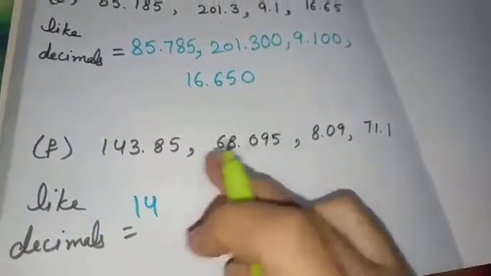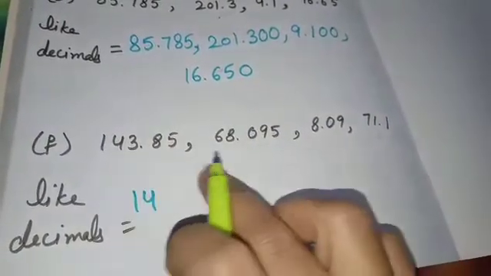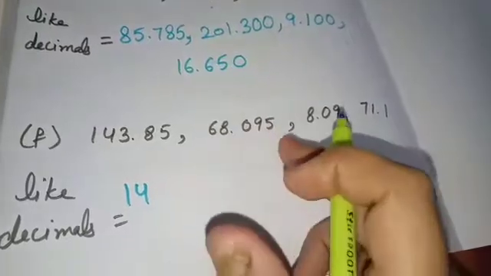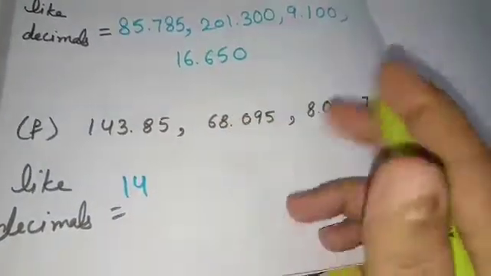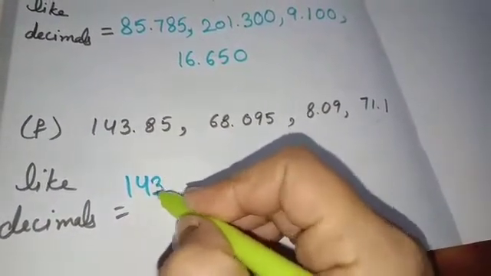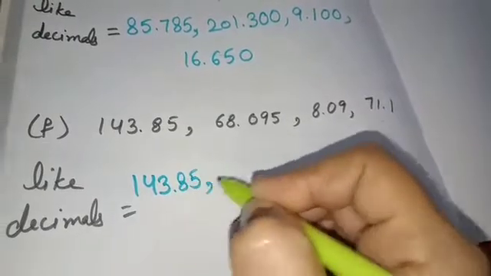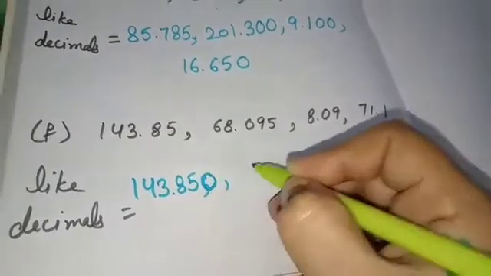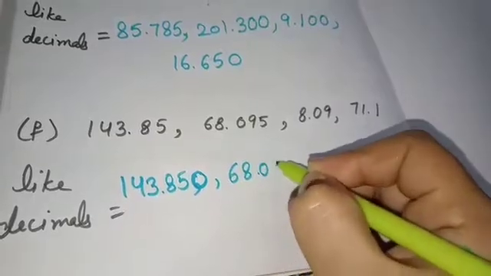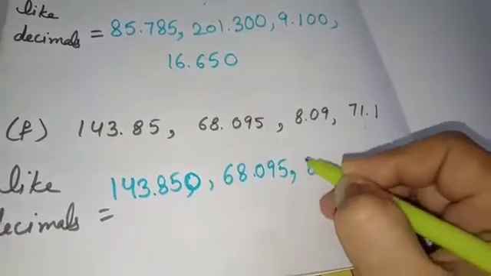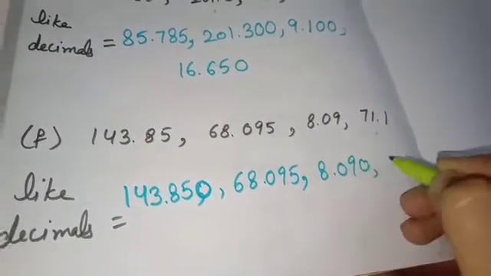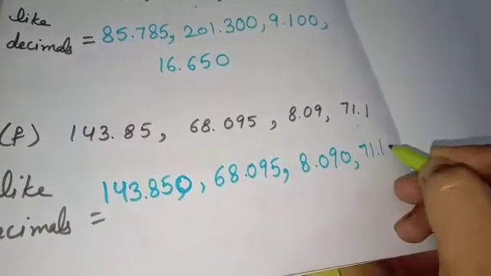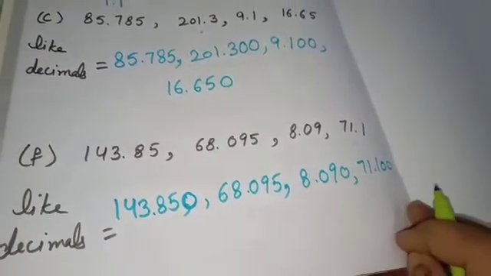So it is not compulsory that the maximum number of digits should be 3. There may be 1 or 2 or 3 or 4 also. But we need to just check the maximum digit. So we will add 1 zero here. 68.095 is already with 3 digits. 8.090, 71.100. This completes F part.